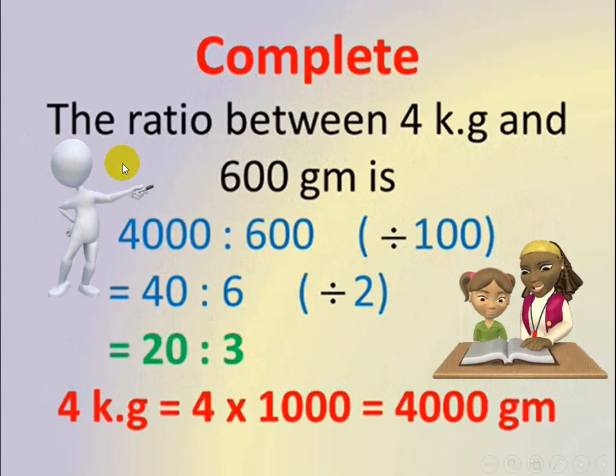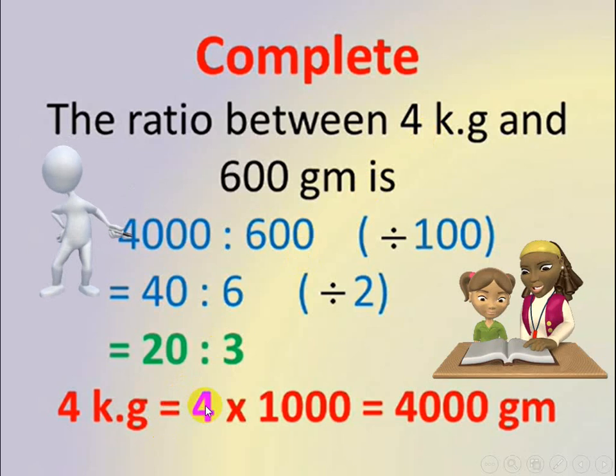Question 2, complete the ratio between 4 kilograms and 600 grams. I can't compare between two different units also. So I'll convert 4 kilograms into grams. You know, 1 kilogram equals 1000 grams, so 4 kilograms equals 4 times 1000 equals 4000 grams.